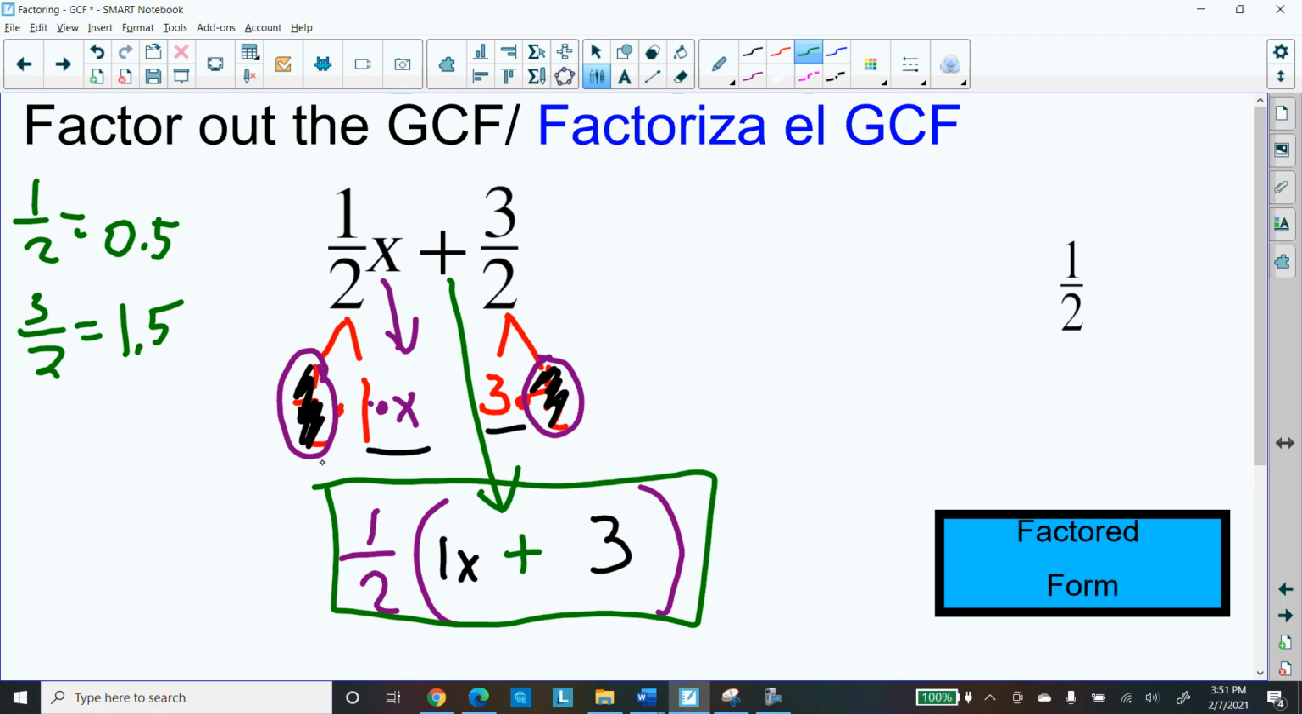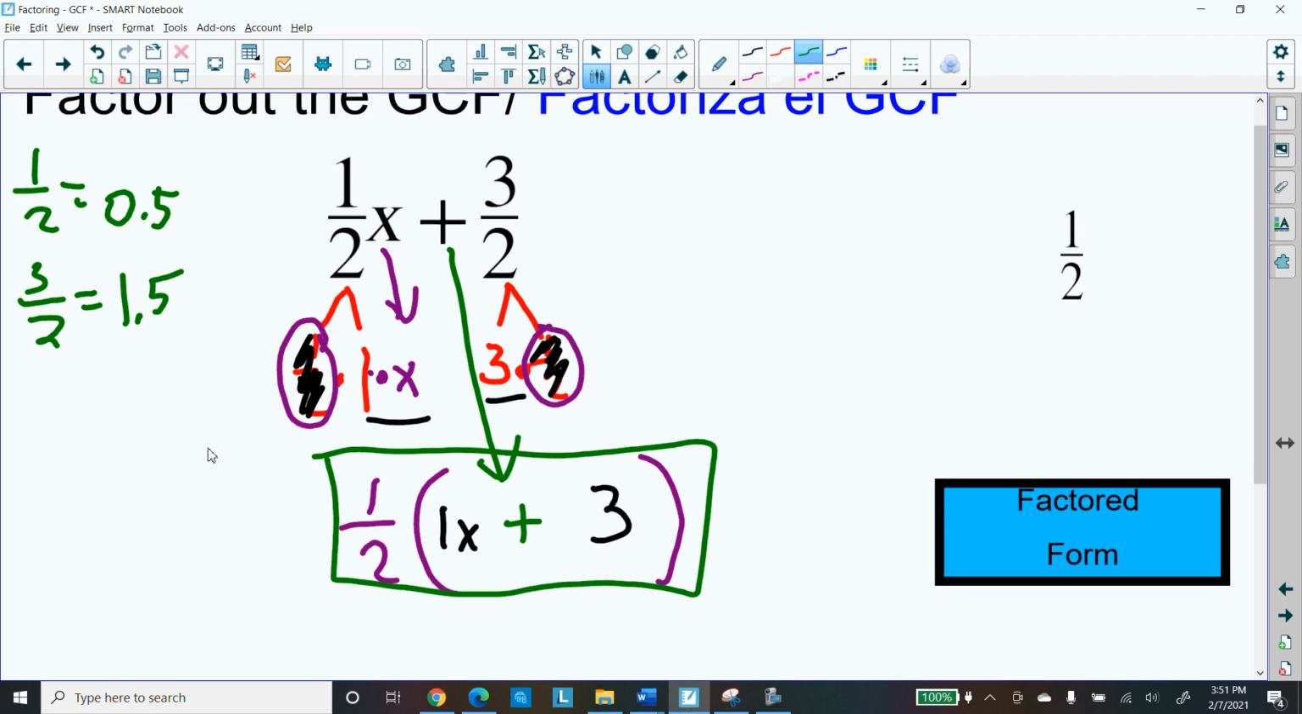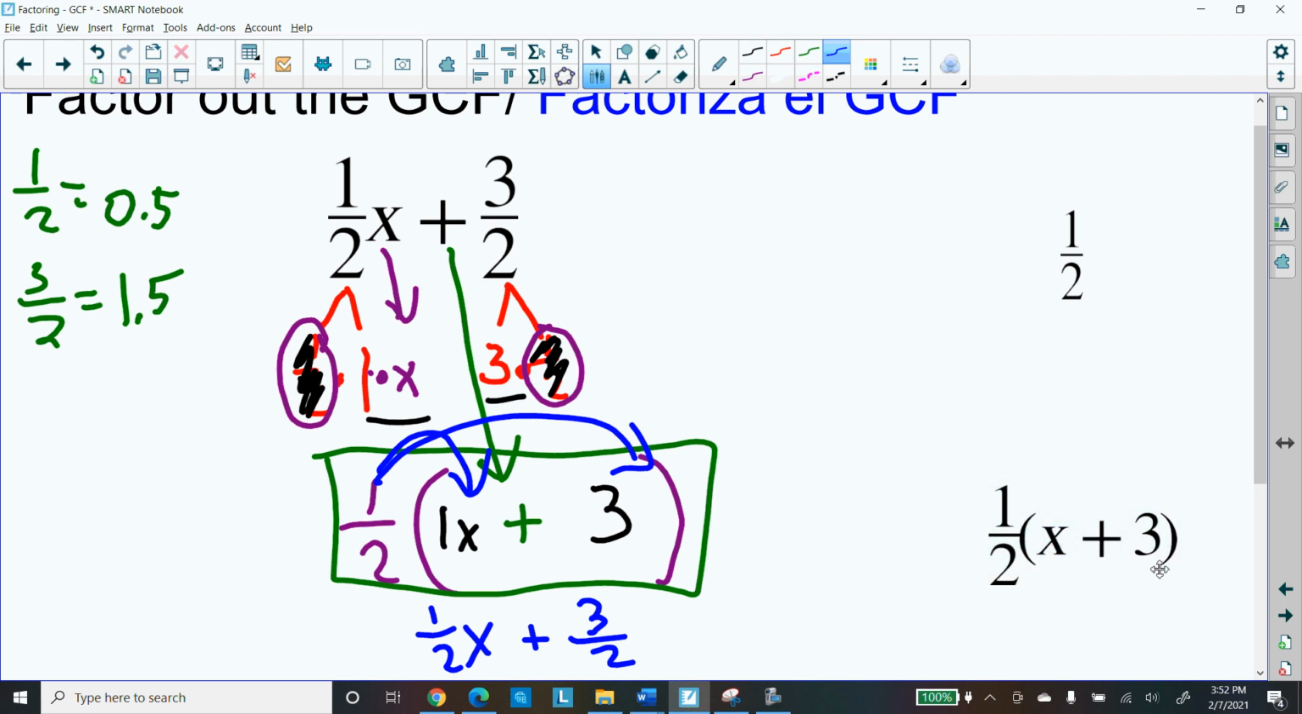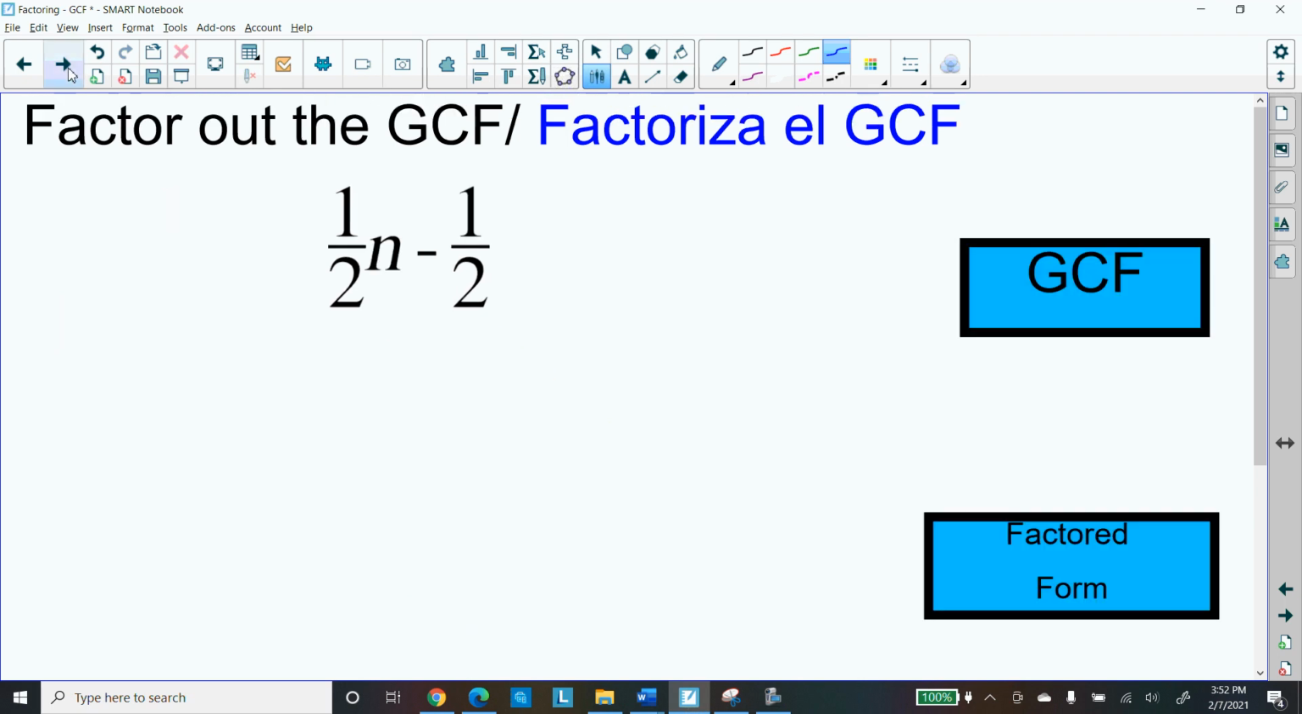And I can check it by doing the distributive property of multiplication. 1/2 times one little x is 1/2 x. And 1/2 times 3 would be top times top, 3, and 2 times the bottom little 1, you can put a little 1 underneath that. That will give us 2, which is what we started with at the beginning. So our answer of 1/2 times (x plus 3) is correct. So we're factoring with fractions.